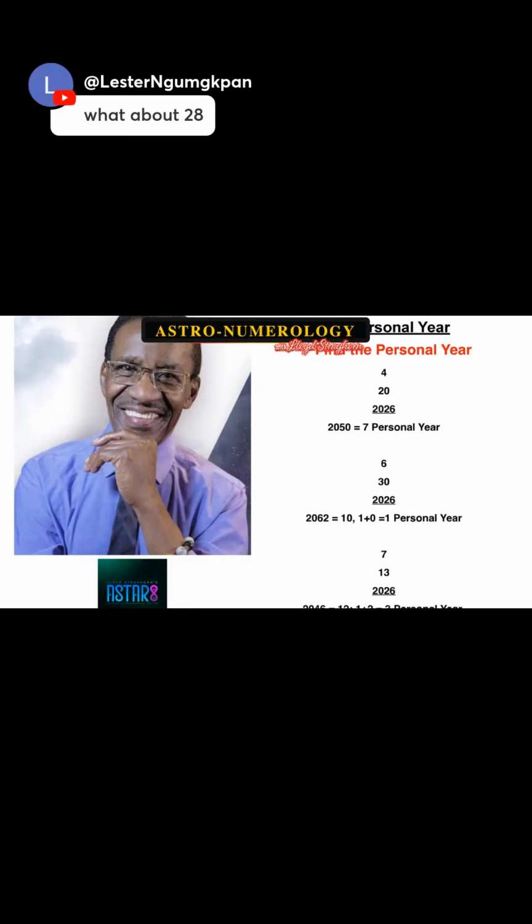Now, a 2 cycle year is just the opposite. Now, 28, somebody says, Lester says, what about 28? Well, 2 plus 8 is 10, and 1 plus 0 is 1. The beautiful part about it is if you get 2 or more numbers, the rule is to reduce it to 1 single digit.